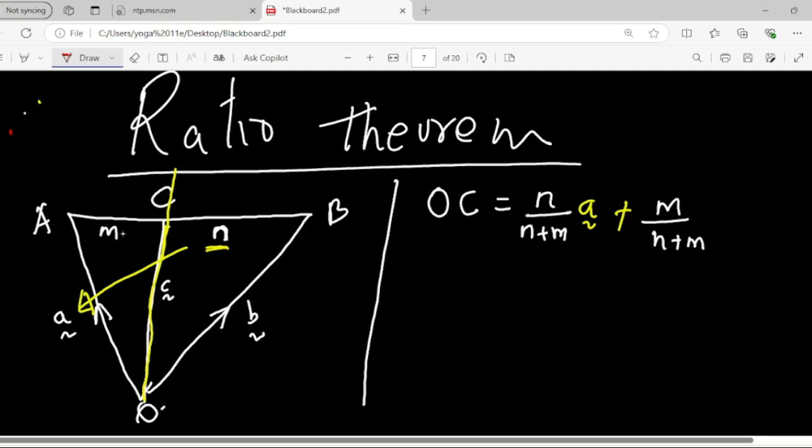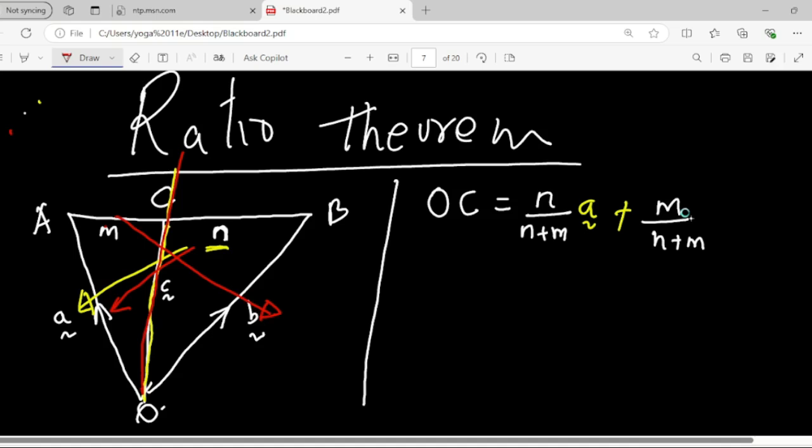You look at this line, this is the boundary. So the opposite of M is this side, the opposite of N is this side. So this one will be vector A. Vector B, sorry. And this is what we call the ratio theorem.